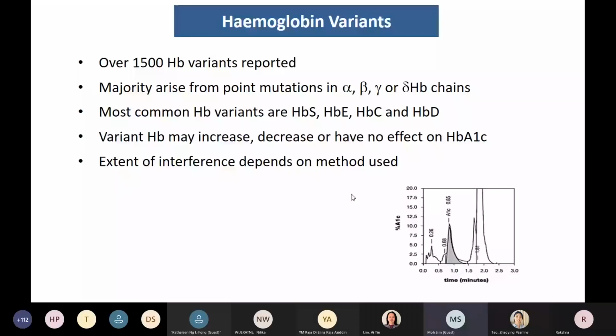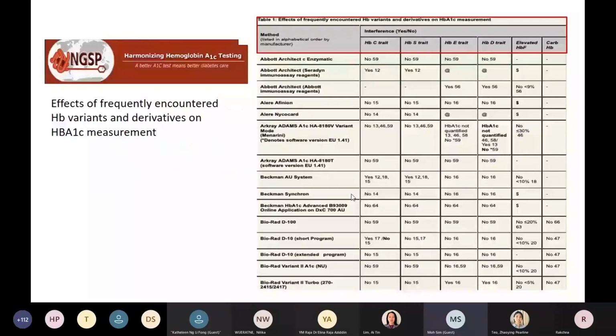To help laboratories, the NGSP has produced a list, and this list shows the different HbA1c methods, as well as the interferences caused by the presence of HbC, HbS, HbE, and HbD, as well as HbF and carbonylated hemoglobin. So if you are offering HbA1c and your population has a high prevalence of HbE, you may choose to select a method where the interference by HbE is as minimal as possible. This list is constantly updated on the NGSP website.